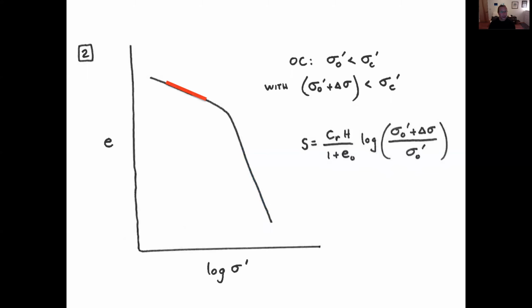Case two, this would be an over-consolidated condition. So your starting stress is to the left of the knee of the curve. And this case two will be a situation where the final stress, or sigma prime naught plus delta sigma, is also less than pre-consolidation stress. In other words, you're residing on the shallow slope or C sub R slope of this curve entirely. The equation, therefore, for settlement is very similar to what we saw on the previous slide, except we have a C sub R for our slope instead of C sub C.